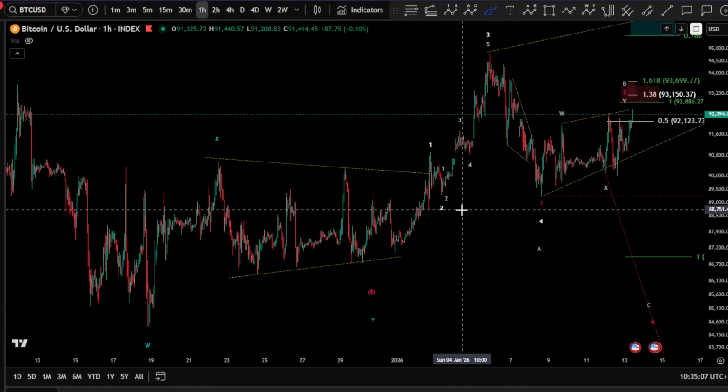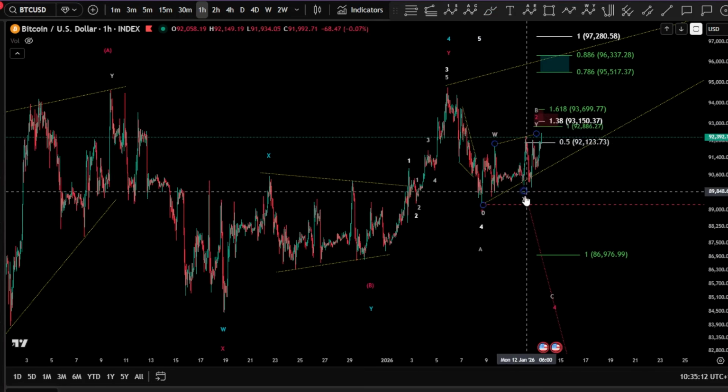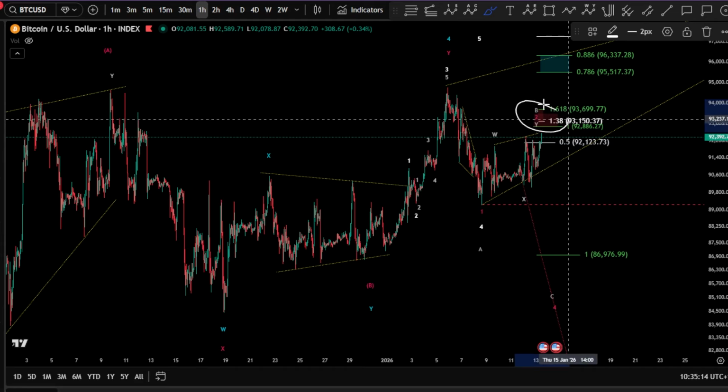So this is the daily analysis for Bitcoin, and for the lower time frame, 2 hour, 1 hour chart, we are looking for this target, and we'll see what's going to happen.